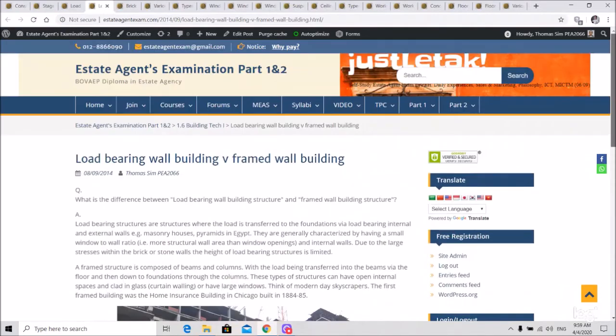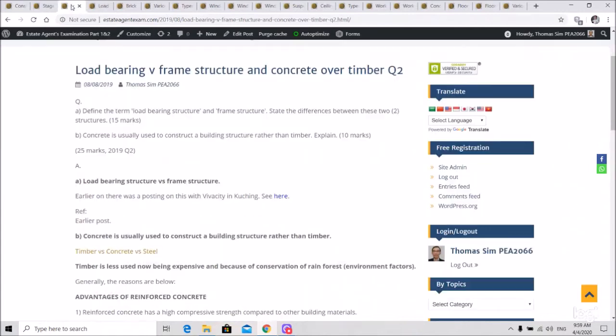Right, I think you all can understand this type of answering, easy to answer. Just saying that the difference between beam, column, and then the other one is there's no beam and column, and a lot of it is just by a piece, a block of structure or rock to support load bearing. So the second part, concrete, is usually used to construct a building structure rather than timber.